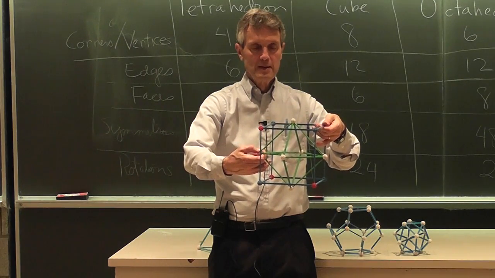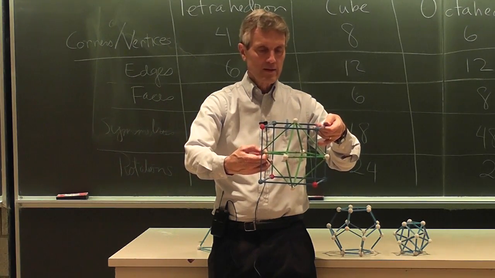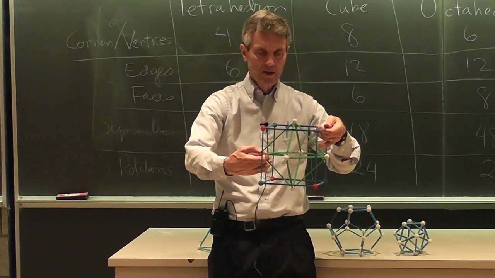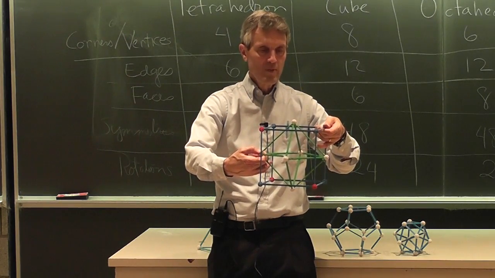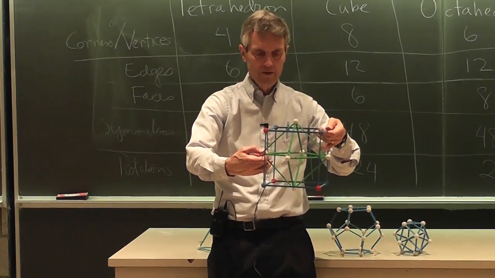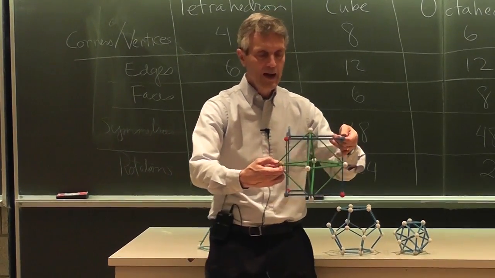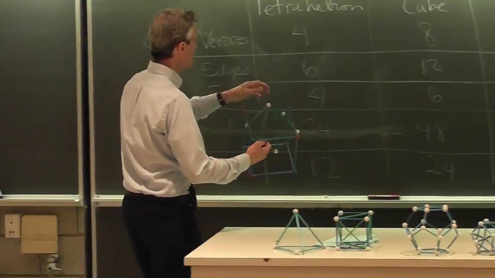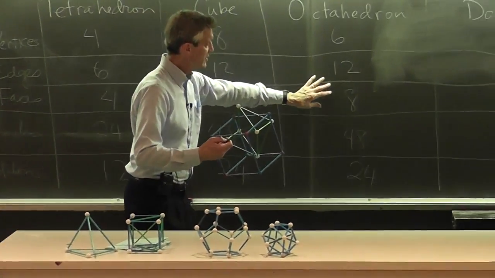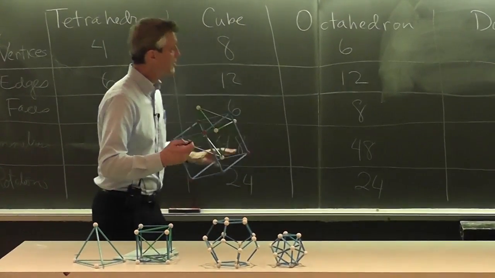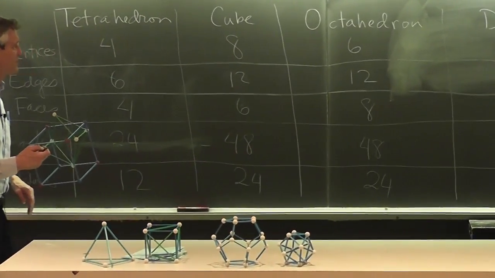And yeah, so the octahedron has 6 vertices, and the cube has 6 faces. The cube has 8 vertices, and the octahedron has 8 faces. And the 12 edges exactly match up. So again, the cube and the octahedron are dual to each other, and that's again why they have the same number of symmetries of each one.